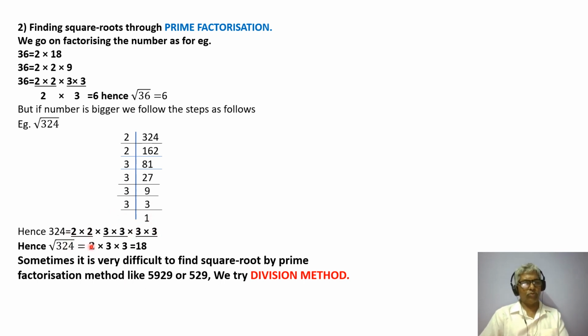Now we pair them. 2 into 2 gives one 2, and these 3s form one pair and the other 3s another pair. We multiply 2 into 3 into 3, which is 18. Hence the root of 324 is 18. See how simple it is.